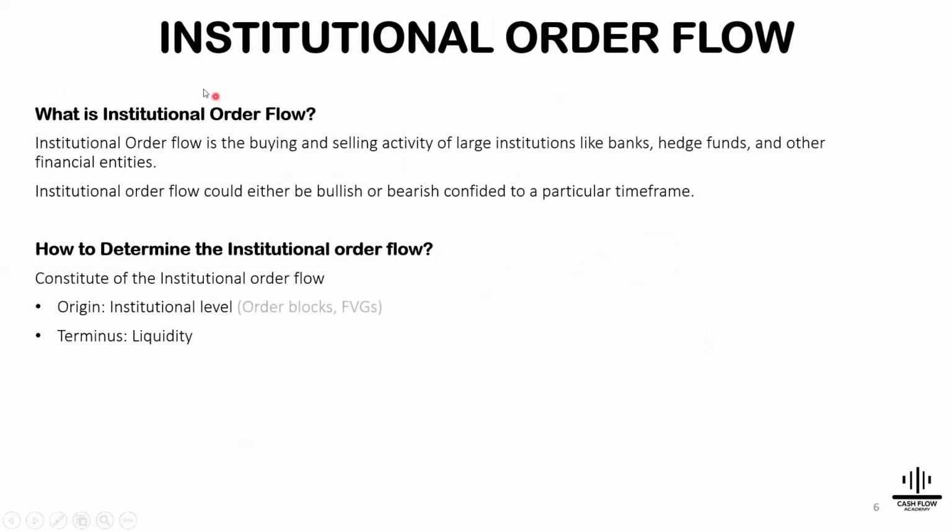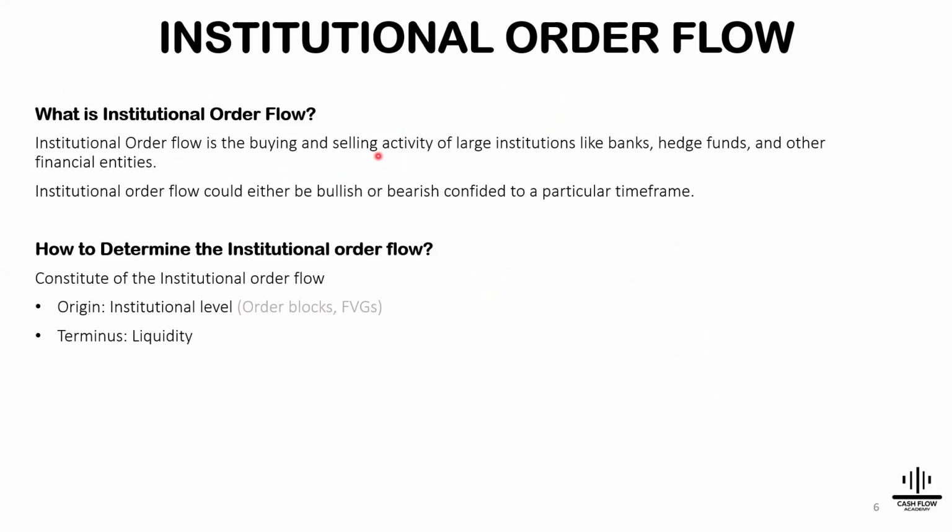All right, the next is institutional order flow. Now, I remember when I started learning this, I didn't understand it. I spent a lot of time trying to understand institutional order flow. And when I got it, it opened everything to understanding buyers. It was like the key to my understanding of market movement. Institutional order flow is very important when it comes to understanding buyers.